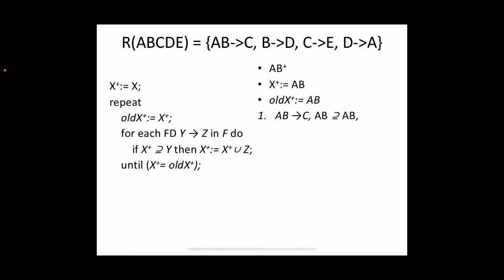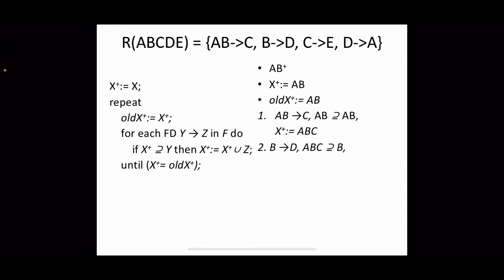Now we have to take each and every dependency. First dependency we will take AB determines C. So this is of the form Y determines Z. So we will check whether this Y is a subset of X closure. Yeah, it's already a subset of X closure, AB subset of AB. So we can add this right hand side, that is C, into this X closure. So now this X closure will be AB union C, that is ABC.